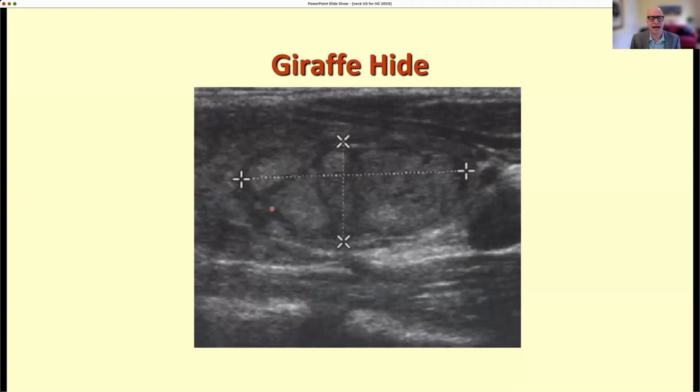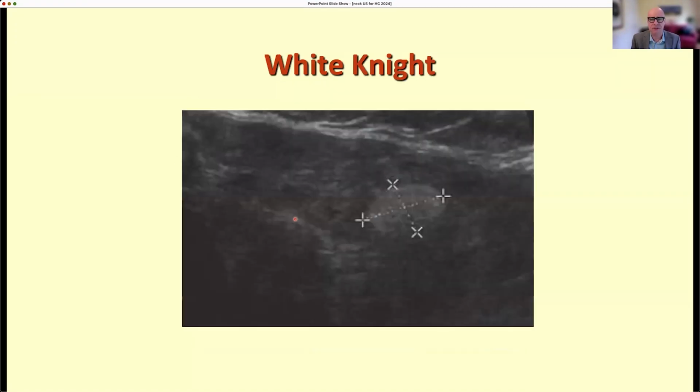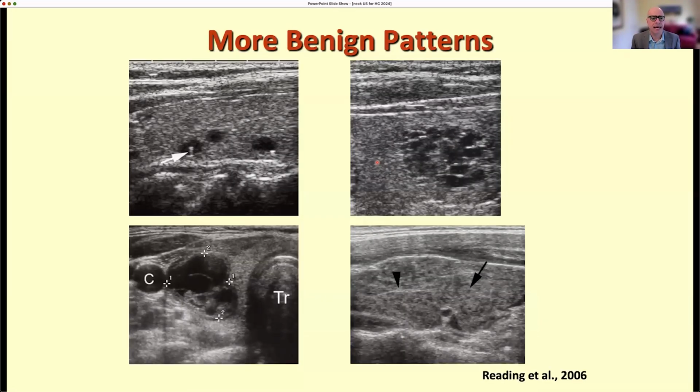This is called the giraffe hide. It's a nodule that you see very often in Hashimoto's thyroiditis. I like to call these Hashimoto's pseudonodules, and they are uniformly benign. They're just isoechoic nodules within a hypoechoic gland of Hashimoto's. Similarly, this is the white knight, also a brighter nodule within a dark Hashimoto's gland that's also benign.